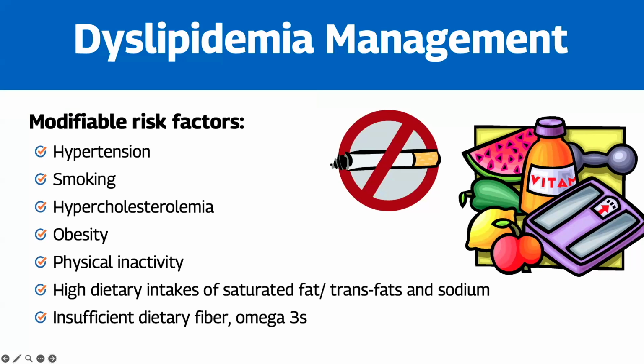Overweight and obesity, high dietary intakes of saturated fat, trans fat, and sodium, along with decreased consumption of fruits, vegetables, and fish, are linked to cardiovascular risk. Tobacco use is also responsible for nearly 10% of all cardiovascular deaths. And insufficient physical activity is the fourth leading risk factor for mortality in the general population.